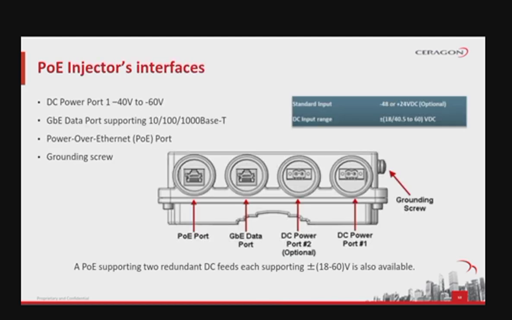The PoE injector has 4 interfaces, as follows: the power over Ethernet or PoE port, the gigabit Ethernet data port, that supports the 10/100/1000 BASE-T standard. The DC power port 1 for ±18 to 60 volts or ±40 to 60 volts. The DC power port 2 for ±18 to 60 volts, optional.